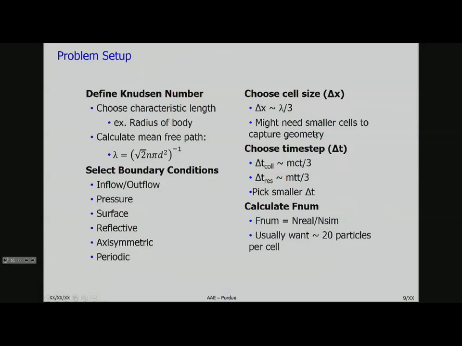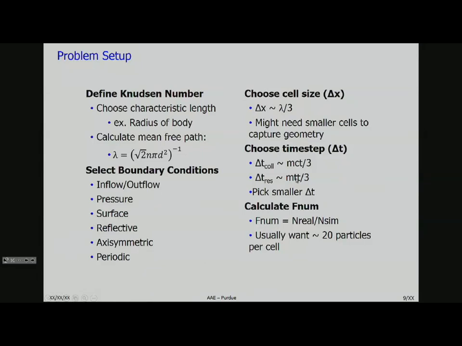Next is your time step. There's the mean collision time. I believe you guys went over that. That's your average time between collisions. And then there's what's called either the translational or the residence time step, which is the average time it takes for a particle or molecule to travel through a cell.